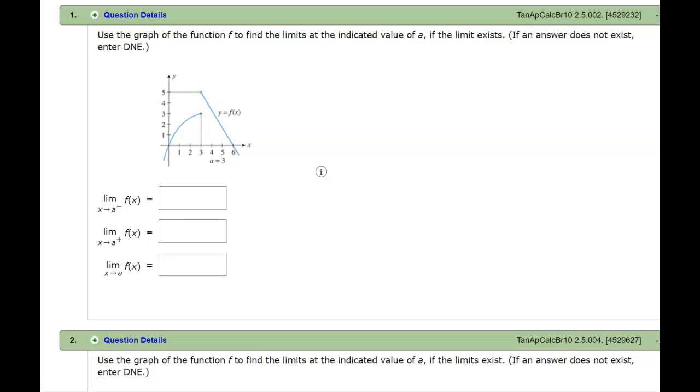This is a video for Math 117, Section 2.5. We've already talked about piecewise functions, but now we want to consider the limits of piecewise functions. We have a new notation here.